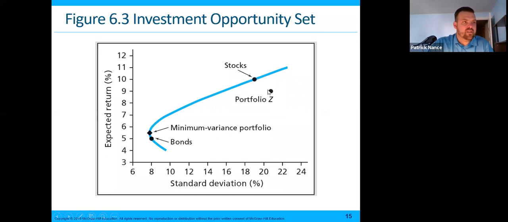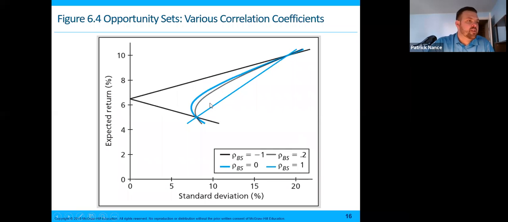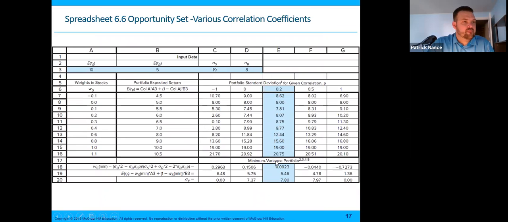And this is that northwest side we were talking about a second ago. So this is obviously the area that we're looking to shoot for with our diversification. All right, so various correlation coefficients.